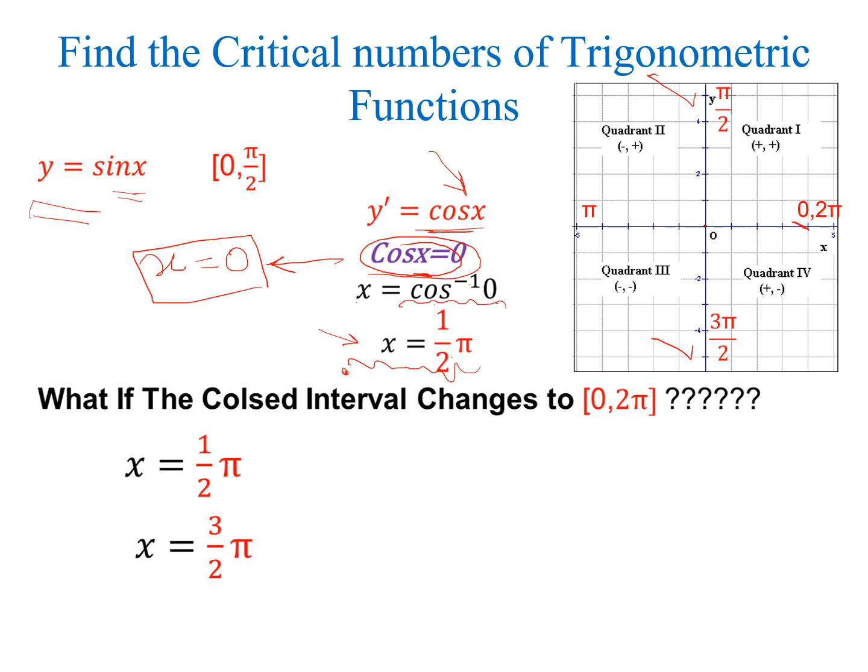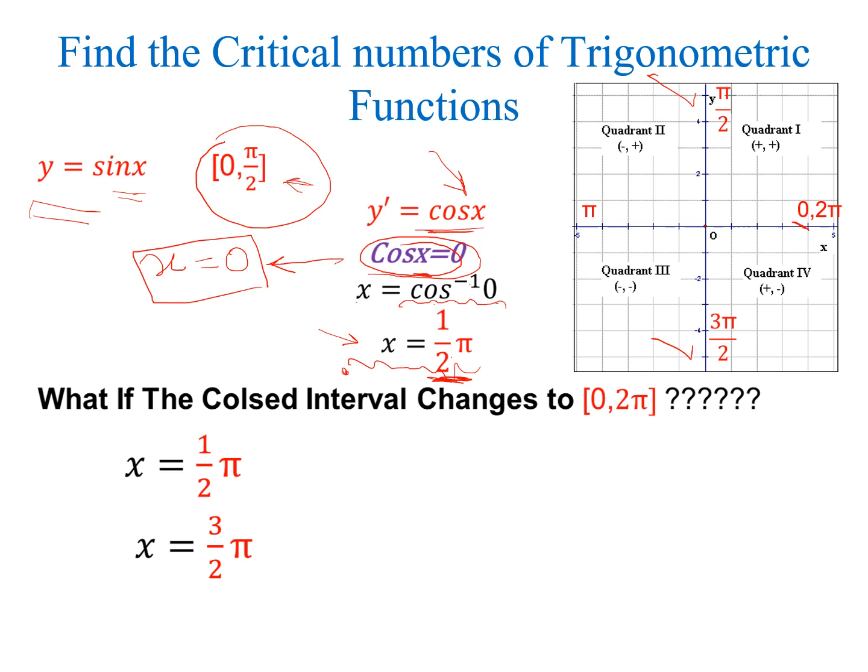Now before finalizing my critical number, I will have a look at my question where the closed interval is given, that I have to take the critical number between 0 and pi over 2. And pi over 2 is included, 0 is also included. So our answer is pi over 2. This is our critical number because pi over 2 is included in this interval.